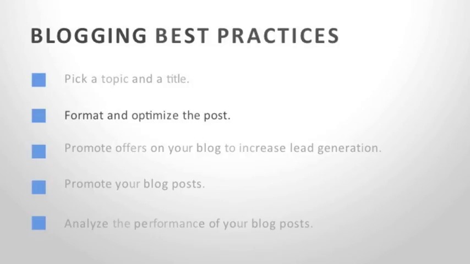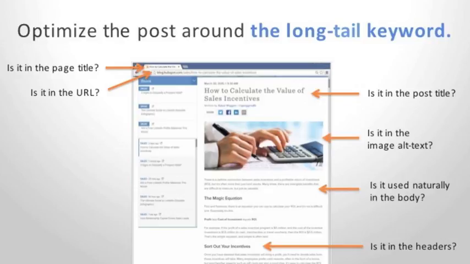When search engines crawl your blog, they don't read every word. Instead, they scan certain parts of your post to understand what you're writing about and how trustworthy the content is. Optimize the page around your long tail keyword, placing it in the page title and the post title, which are typically the same thing, in the URL, the image alt text, the body, and the headers.